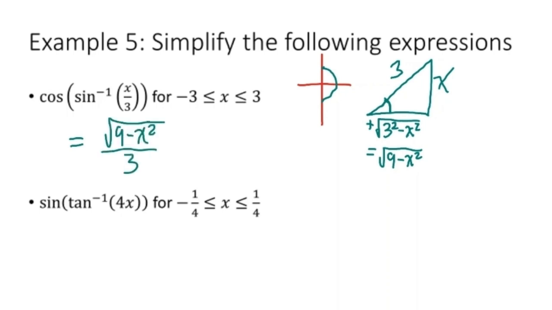Now, the sign of our answer does make sense. This is because, again, sine inverse of x/3 is in quadrants 1 or 4. Cosine in quadrants 1 and 4 is always going to be positive. The square root of a number is positive, and we divide by 3, it's positive. So the signs are still working out the way we would expect with our quadrant rules.